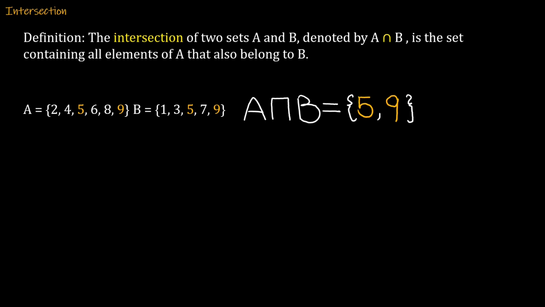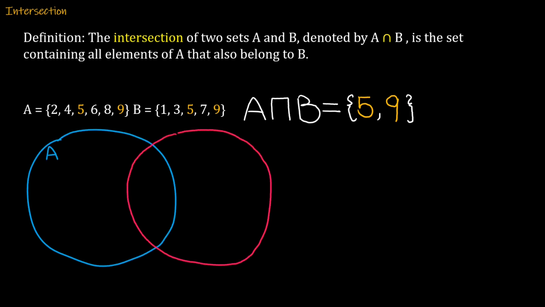To visualize this process, we could draw two circles representing sets A and B. Elements of a set reside inside the circle. So the common area of the two circles are those elements belonging to both sets, 5 and 9, which composes the intersection of A and B.